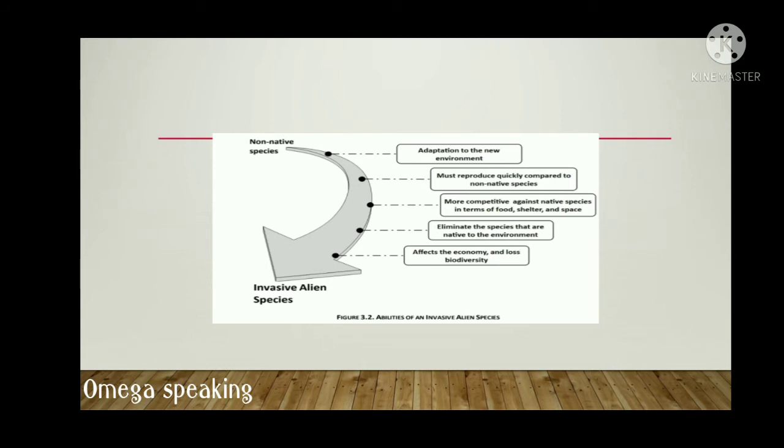Eliminate the species that are native to the environment.